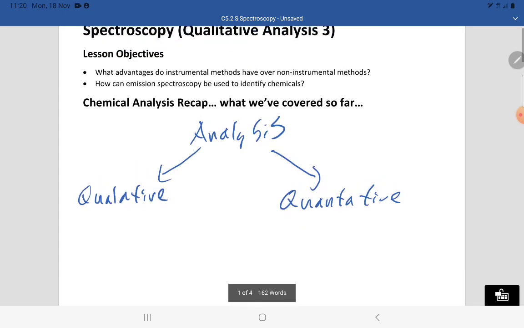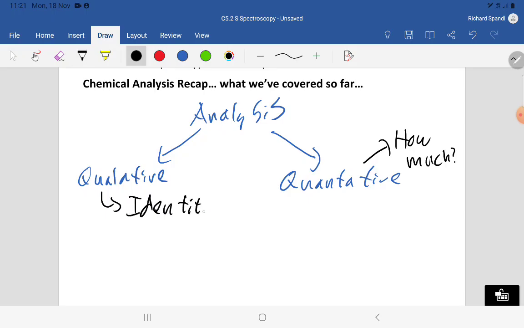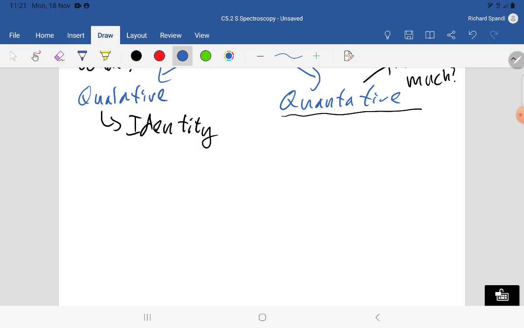Excellent. So what you should have discussed is that quantitative analysis is about how much, and qualitative analysis is about confirming the identity of a particular chemical. So if quantitative is how much, qualitative is what. What is it? And in this unit, we have already covered a number of types of qualitative analysis. Later on, in the next part of C5, in C5.3 onwards, we will be looking at quantitative analysis.